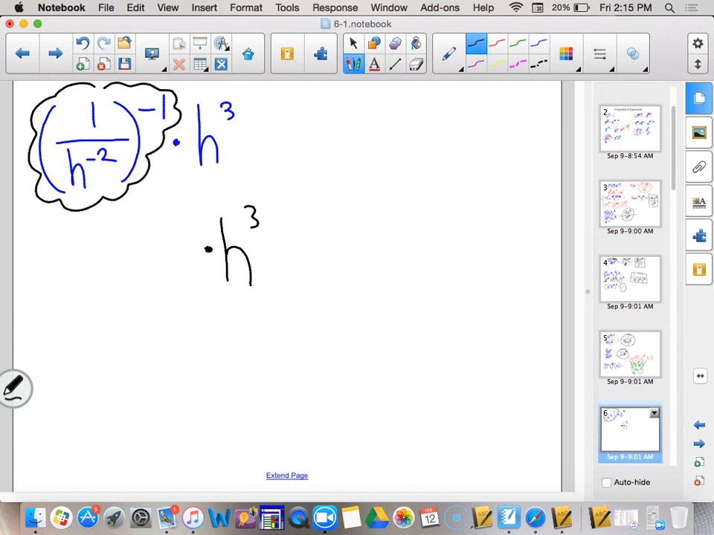So I have a negative exponent raised to a negative power. I can't have a negative exponent. So what does that mean I'm going to do? All I'm going to do is switch it. It's going to become like that, correct? I'm just leaving that part out. So now my problem reads h to the 2nd times h to the 3rd.